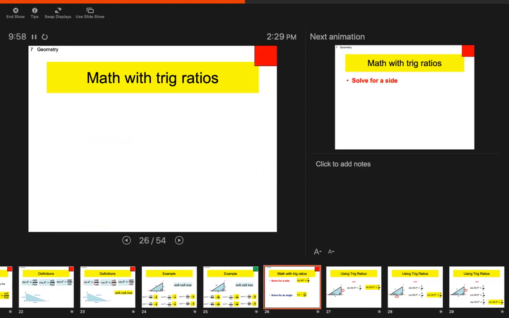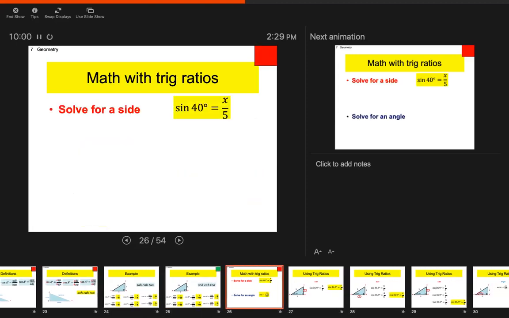All right. So, math with trig ratios. Remember, we were either solving for a side. When you're solving for a side, it will look something like this when you plug everything in. You will have one x. The x will either be on the top, the numerator, or the denominator. You do a little bit of algebra, and away you go.